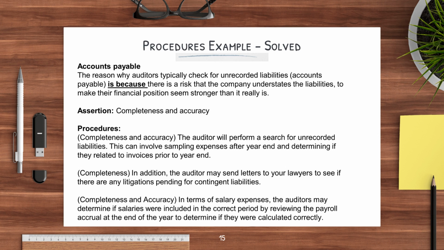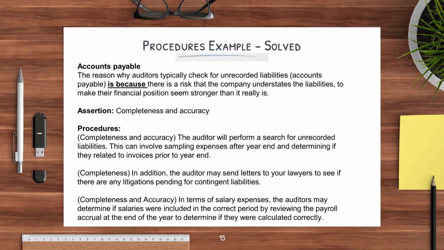So my first procedure is that the auditors will perform a search of unrecorded liabilities. This can involve sampling expenses after year end and determining if they are related to invoices prior to year end. My second procedure is, in addition, the auditors may send letters to your lawyers to see if there are any litigations pending for contingent liabilities. The last procedure I have is that in terms of the salary expense, the auditors may determine if salaries were included in the correct period by reviewing the payroll accruals at the end of the year to determine if they were calculated correctly.